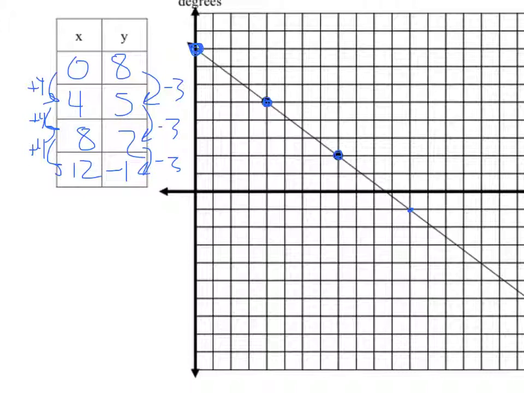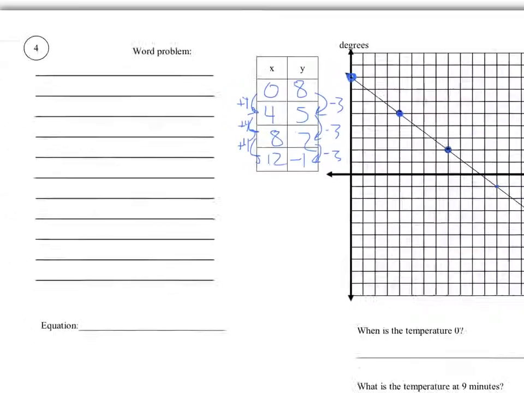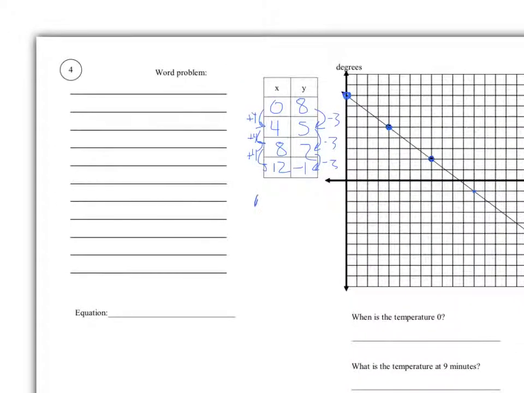Which actually gives me a good start on my equation. For my slope of my equation, my change in y over my change in x is clearly negative 3 over 4. A lot of people didn't recognize the negative here. You should definitely recognize the negative here because the line is clearly sloped downward. So we know our equation is y equals negative 3/4 x plus, and we can see our y-intercept is 8.